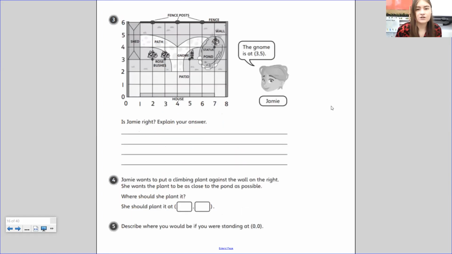Now, Jamie says the gnome is at 3, 5. So 3 along and 5 up. Is she correct? I can't even see the gnome. Oh, I can see the gnome. Is it 3 along and 5 up? Is she right? Or has she made a mistake like Miss Note might have made earlier? What mistake might we make when we're looking at those coordinates? What have I just said might be our mistake?